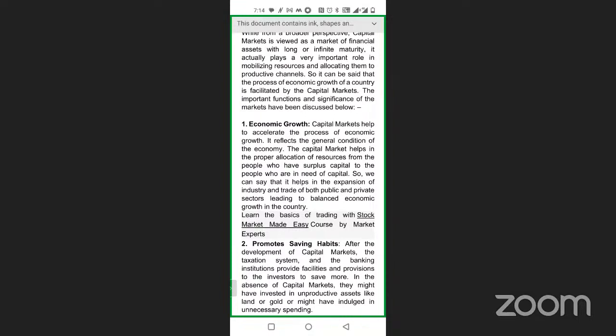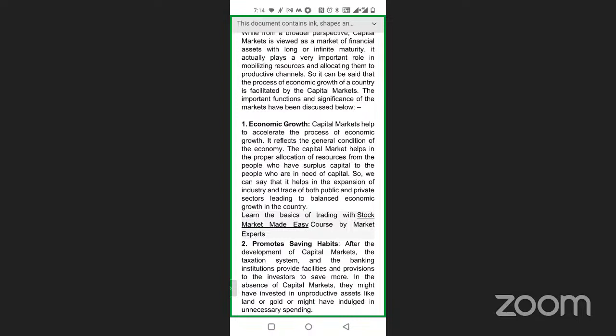I want to tell you this particular concept of economic growth. While we talked about the function of RBI, economic growth did not come as the initial point. But when we study capital market, we talk about the first function of capital market, and it is treated as economic growth. Now, why is this particular difference there?